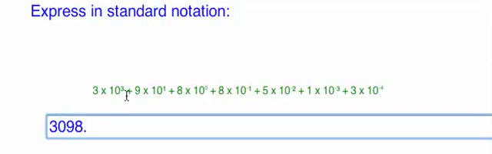Decimal point goes there. Then 8 times 10 to the negative 1. It's hard to read, but that's negative 1. So the 8 goes in the first decimal place. 5 times 10 to the negative 2, the 5 goes in the second decimal place. 1 times 10 to the negative 3, so the 1 goes in the 3rd decimal place. 3 times 10 to the negative 4, the 3 goes into the 4th decimal place.